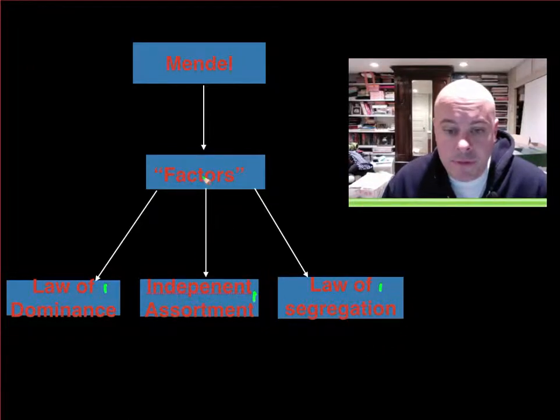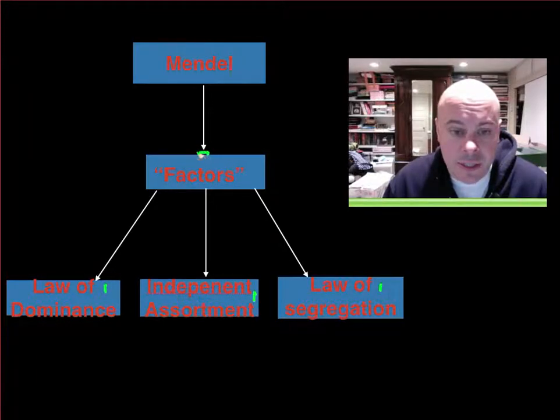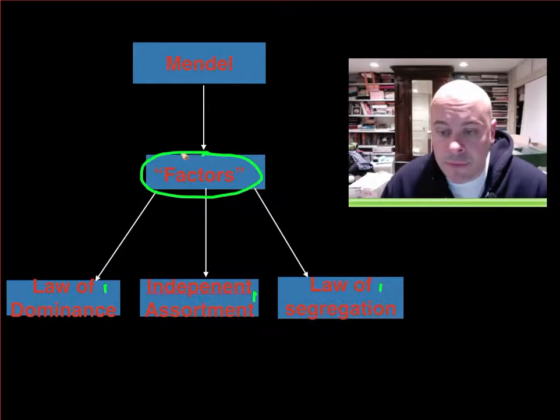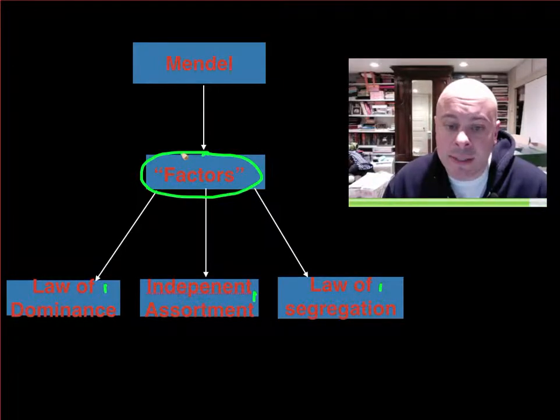But if you notice, above these three laws, I have this term, factors. Now, you have to remember, back in 1822, they didn't know about genetics and DNA. So he knew that there was some factor that was passed on from one generation to the other.